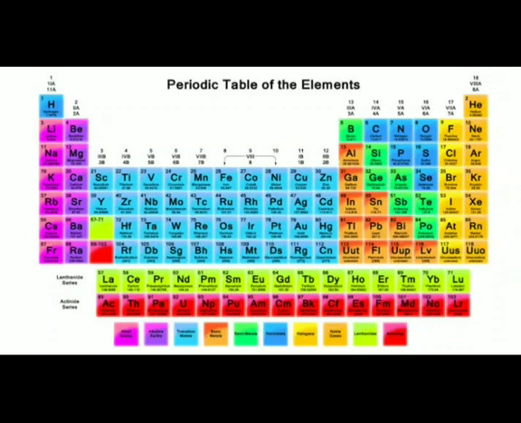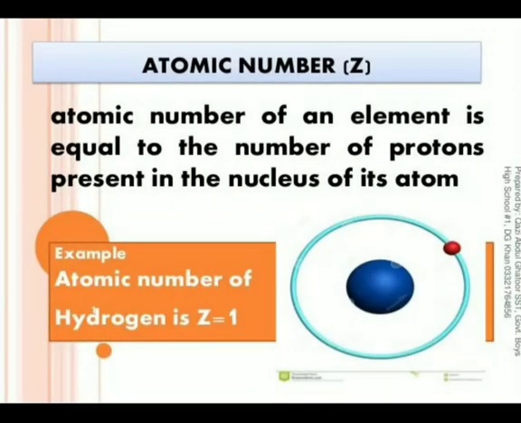See here, you can find it is marked from 1 to 18, that is groups, and the 7 horizontal rows are known as periods. And here the elements are arranged in increasing order of their atomic number. So now I will discuss what is atomic number. The atomic number of an element is equal to the number of protons present in the nucleus of an atom. That means the number of protons is equal to the atomic number.